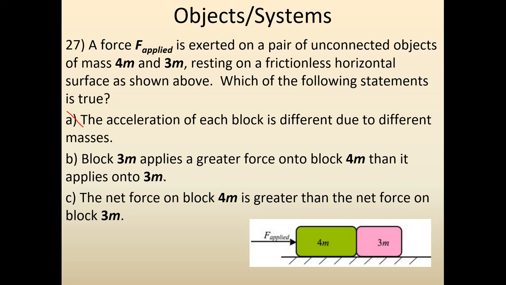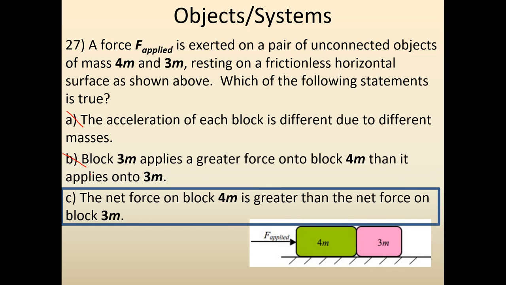Block B doesn't make sense either because it violates Newton's third law. It says that the 3m mass exerts a greater force on the 4m than vice versa, but we know that Newton's third law states that they have to be equal. No matter the scenario, even if it seems implausible, Newton's third law has to hold. So that one's also wrong. So my answer is C, that the net force on the 4 kilogram block is greater than the net force on the 3m block.